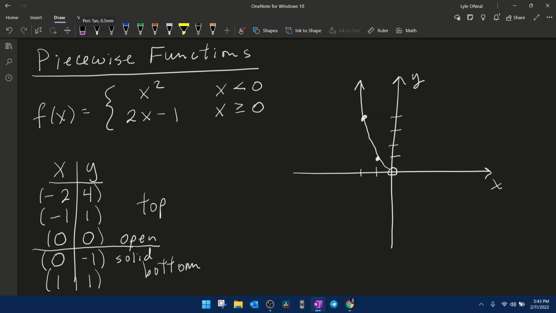Next, we've got 0, -1, which is a solid dot, and 1, 1. And we're going to connect those dots with a line because every x greater than or equal to 0, which would be all of the x values to the right of the origin, including the origin, fall on this piece of the function. And we again know that that is linear because the bottom piece is slope-intercept form. And this covers how to graph a piecewise function.